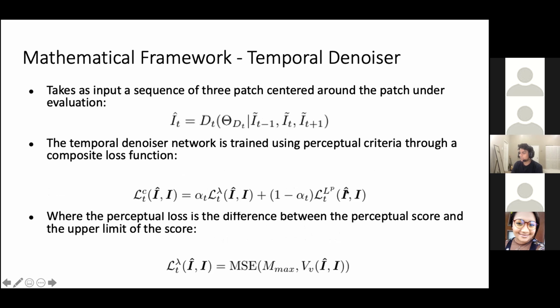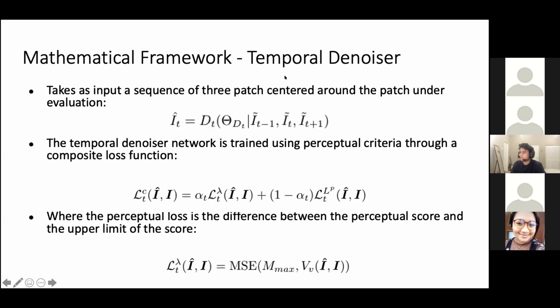Again, the loss function looks eerily similar to the last loss function. It's because it is. However, instead of 1 frame, we have a sequence of frames this time. So again, we look at some perceptual loss of the restored output and also some traditional loss, and we combine them using some weighting factor. And again, this lambda term here, this perceptual loss term here, is the difference between the upper limit of VMAF and the predicted VMAF score.